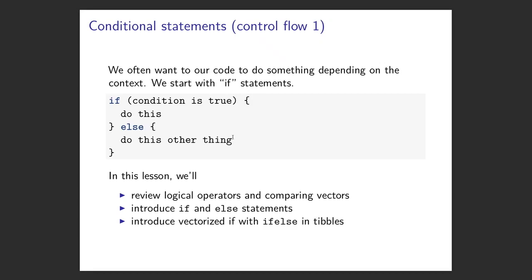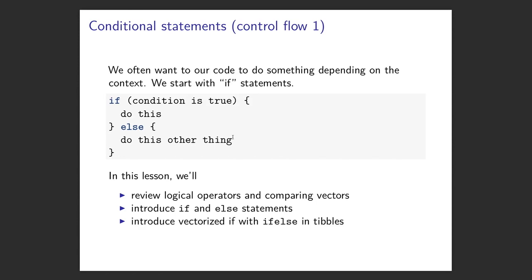So we often want our code to work and do stuff based on the context around the code. We call this control flow in computer science. We'll start with the if statement. So an if will operate by checking if a condition is true and then doing something. And then otherwise, you can also say do something else.